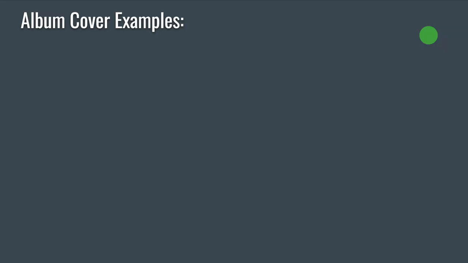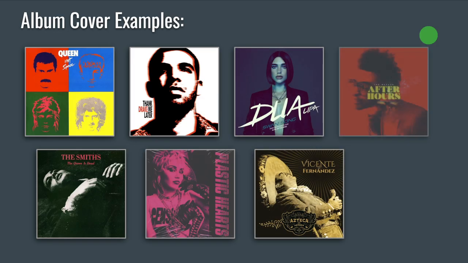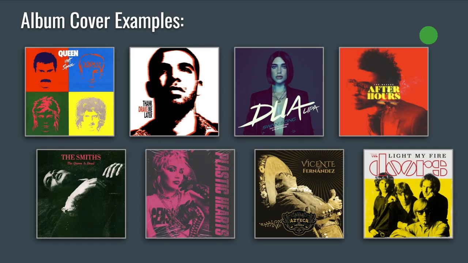So if you are on Spotify or whatever you use to listen to music, you'll notice that every artist has their own album cover, and that could vary depending on their style and their genre. So there's lots of ways you can do it. Even the same artist will have different covers for each of their different albums. So as you can see, there's a whole variety.